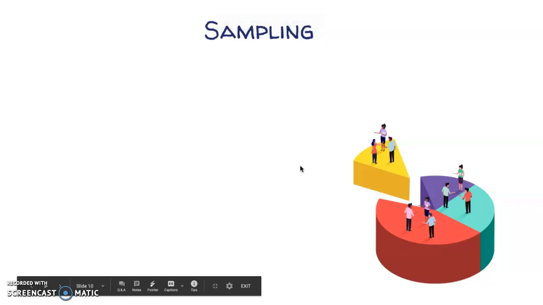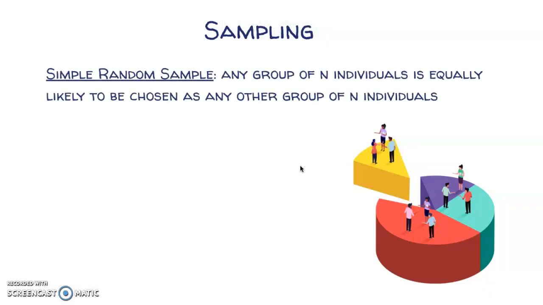Let's talk about sampling. Our goal in statistics is always to obtain a random sample. That way we know we're not being biased or misrepresenting the population. Generally, we want what's called a simple random sample.